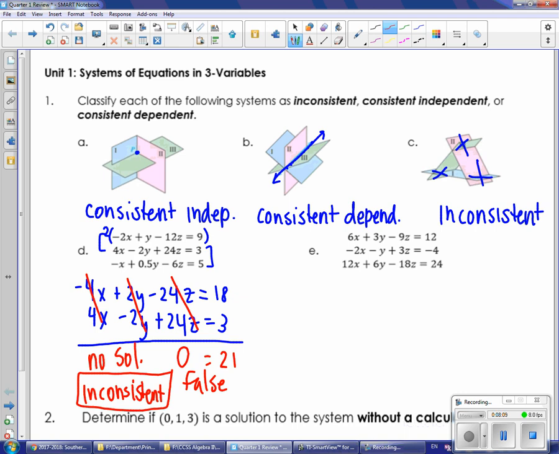And I don't have to do any more work. I don't have to try eliminating the x in another equation, because as soon as I get a situation where my variables fall out and I'm left with a false statement, I know it's an inconsistent system.